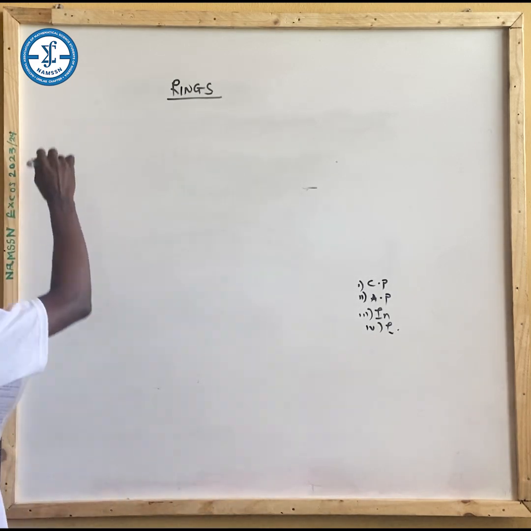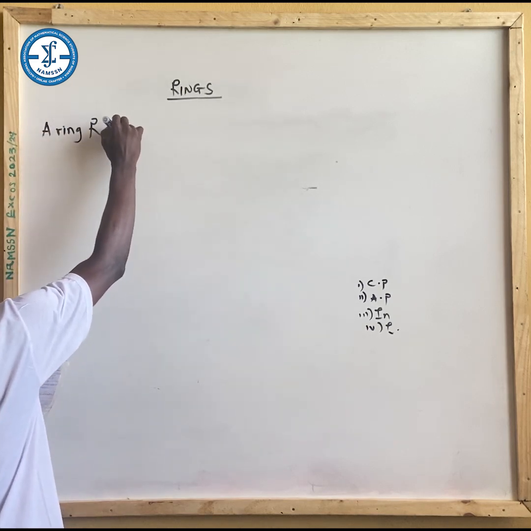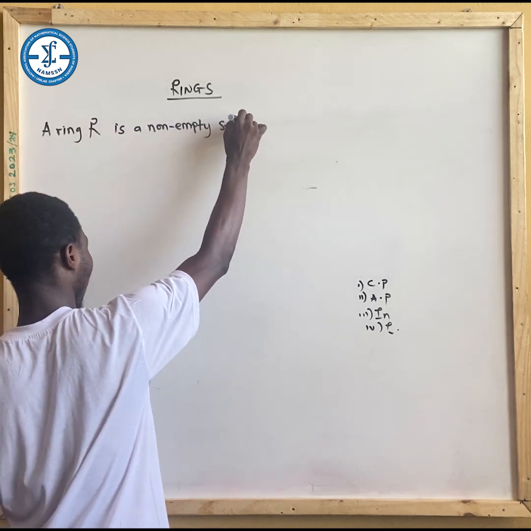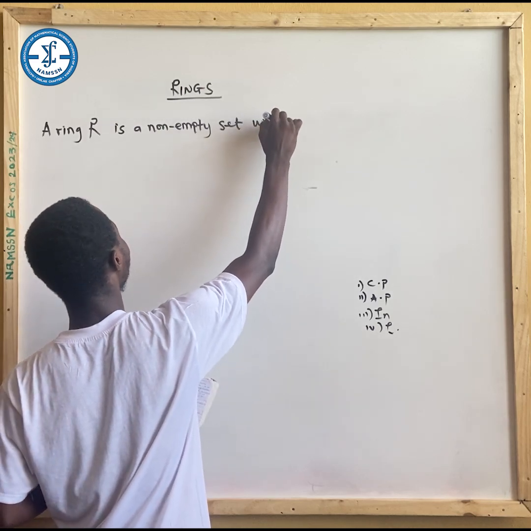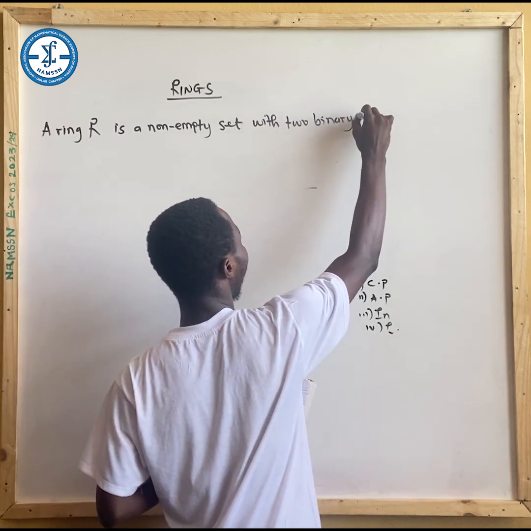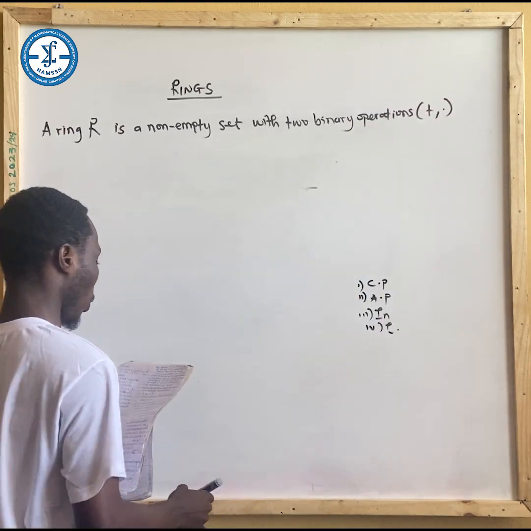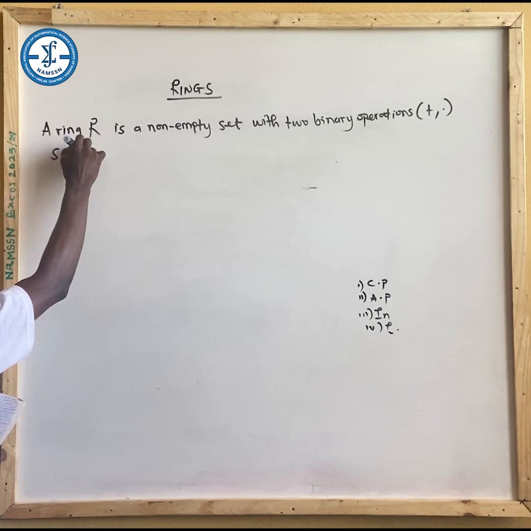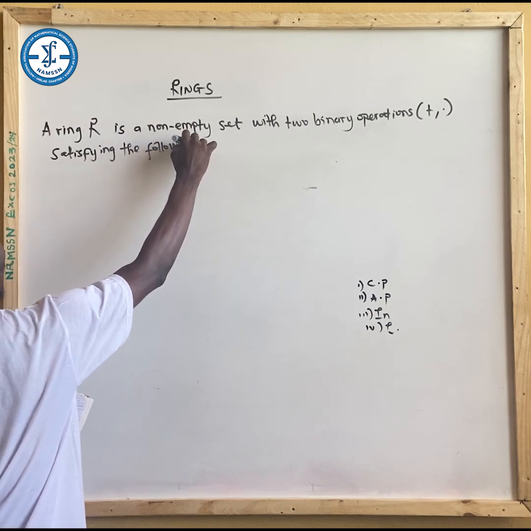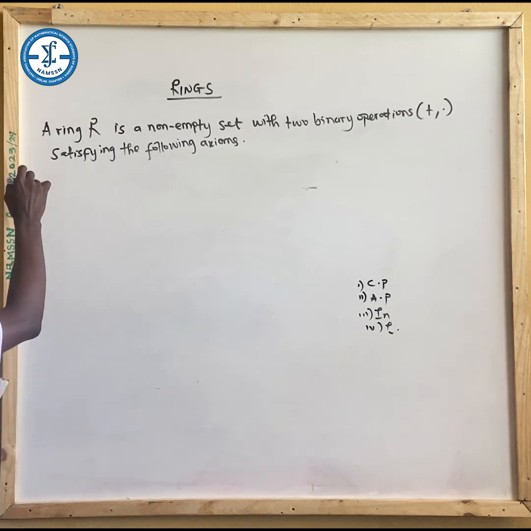So a ring R is a non-empty set with two binary operations, which are addition and multiplication, satisfying the following axioms.